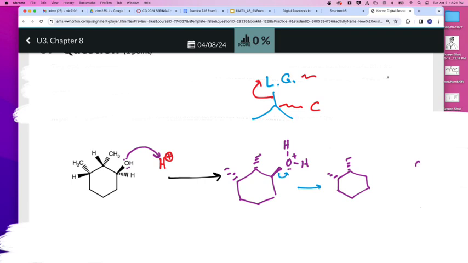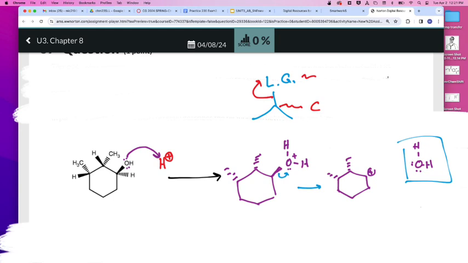We get that whole structure, but now I get H2O as my leaving group. Is that a weak base? Yeah. Said another way, is that a good leaving group? Yes. Okay? So one of the things we have to keep in mind when we run these reactions is that we still need to have achieved a good leaving group to allow the reaction to occur.